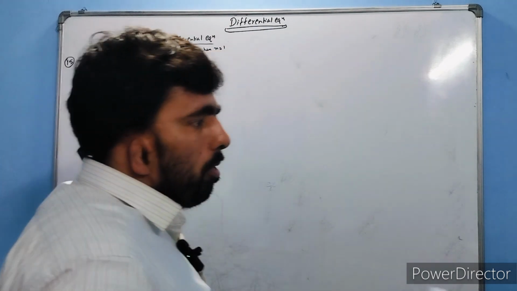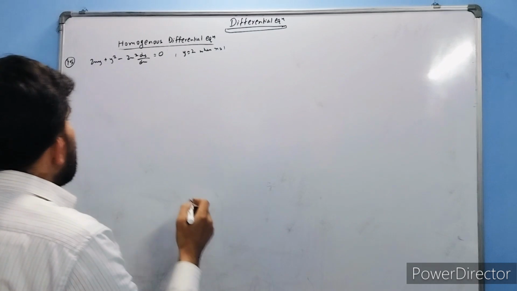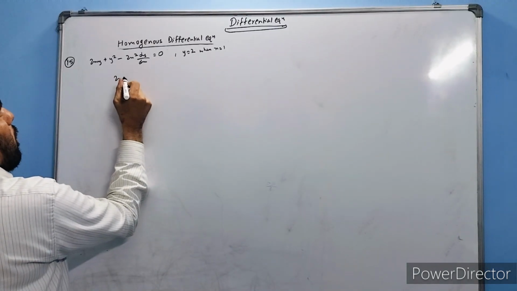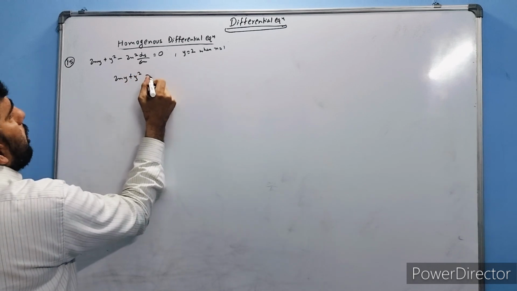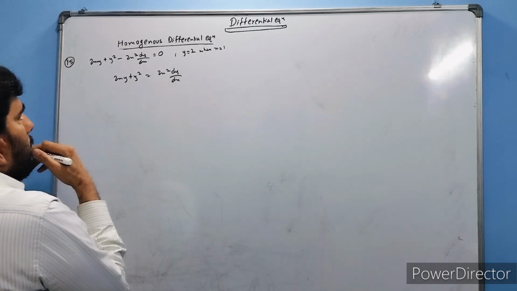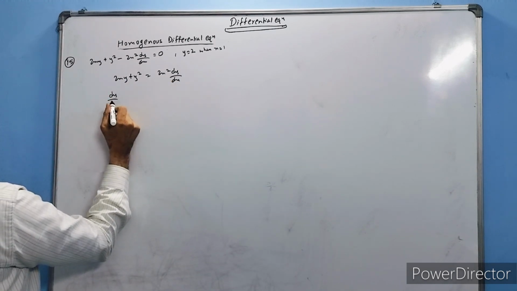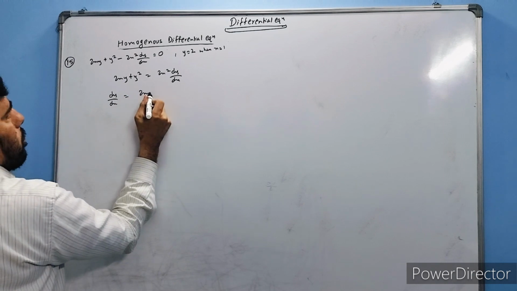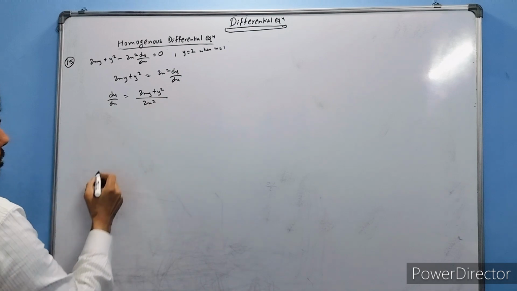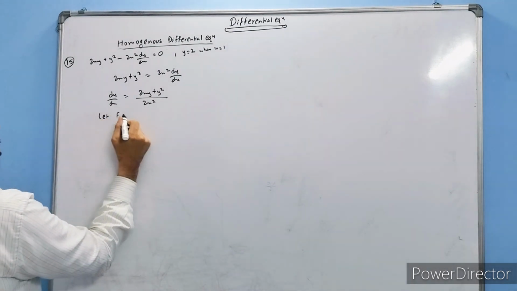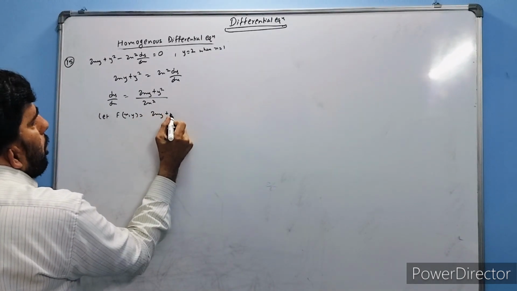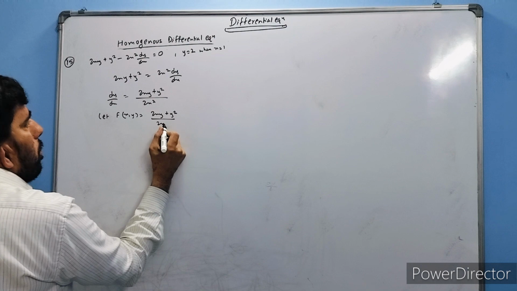Okay, so now let us try to solve this. What we can do here is take this 2xy plus y square is equal to 2x square dy upon dx. So now dy upon dx is equal to 2xy plus y square upon 2x square. So we say let f of xy is equal to 2xy plus y square upon 2x square.